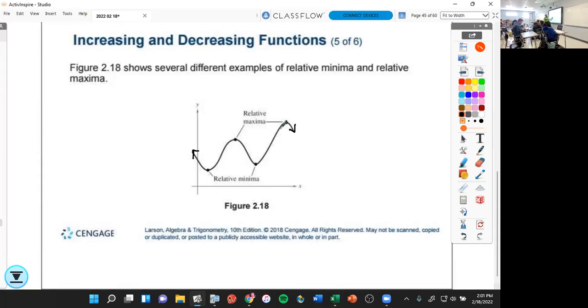Now I put arrows on this graph for a reason. If from here, this line goes up and goes on forever and ever, this graph does not have an absolute maximum. Does that make sense? For an absolute maximum or an absolute minimum, there can only be one.